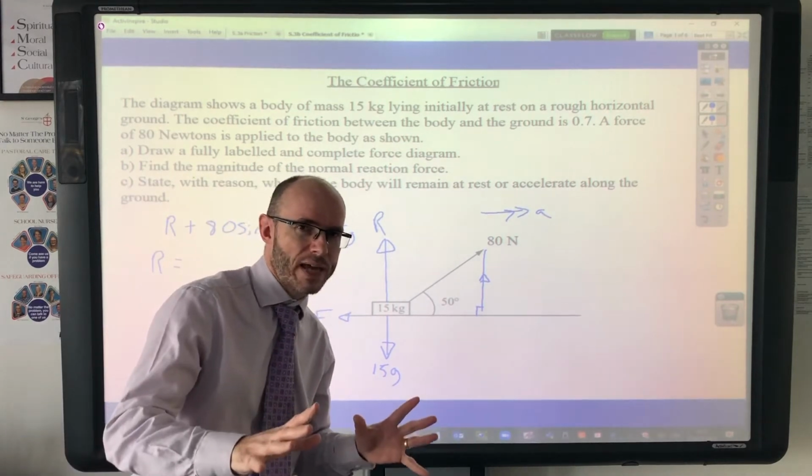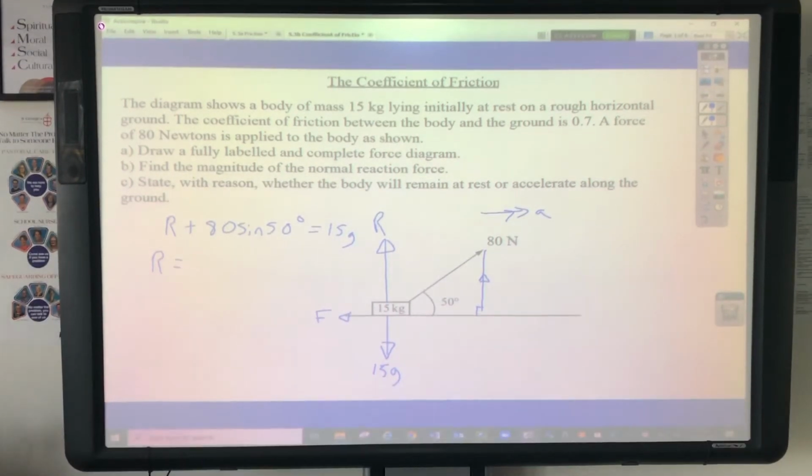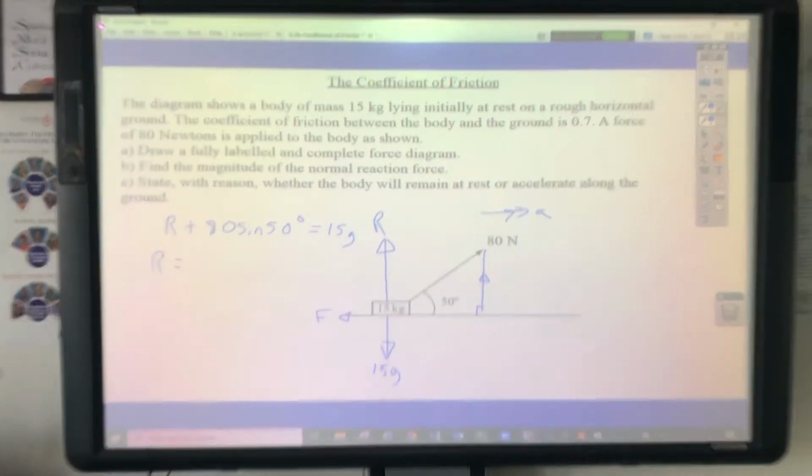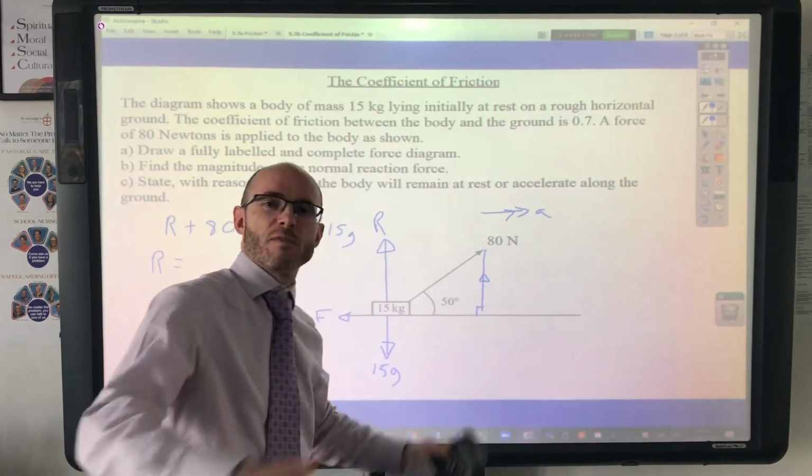Hold on a minute, I've got to get my calculator. Talk to yourself while I'm getting my calculator. Yeah, here I am. Sorry for not having one in my pocket.